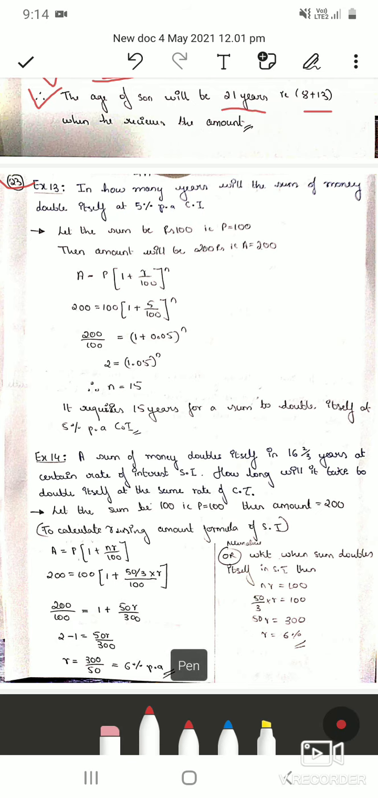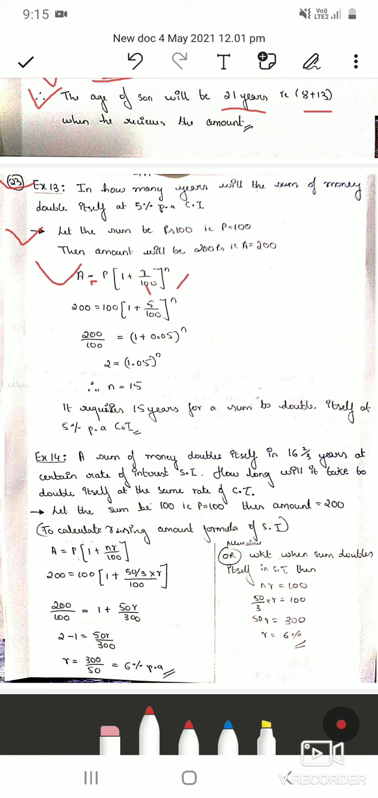So we'll see, assuming the sum to be 100 rupees for this problem. Let the principal be 100, then obviously the amount will be 2 times of it, that is 200. If they give triples itself, then the amount will be 300. Therefore, amount is equal to, write the formula, substitute the values. They have given rate as 5%, n is to be found, P is 100 and A is 200.